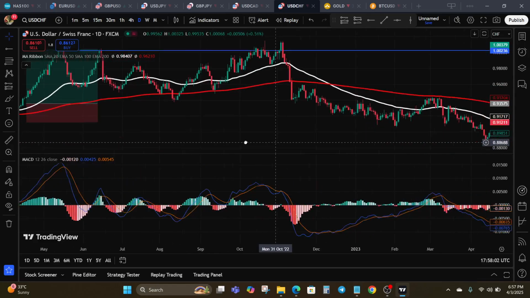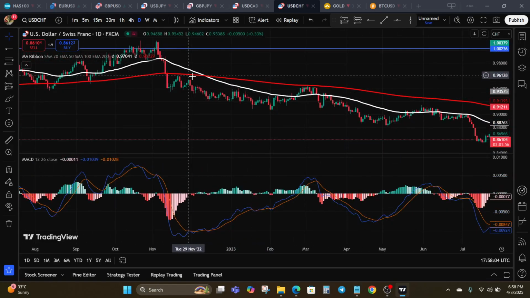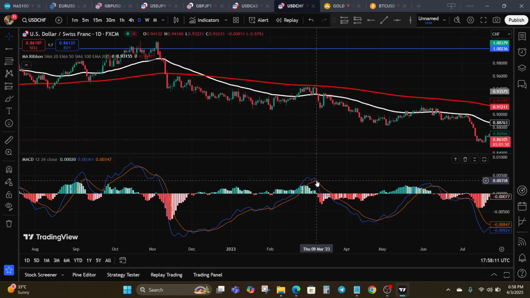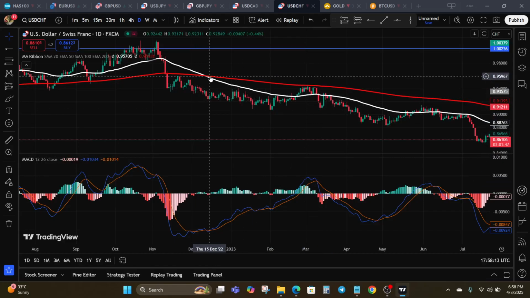Okay, let's just look at a sell example before we round up. In this case, we can see that the 50 EMA crossed below the 200 EMA, and then you can see that the MACD crossover happened around here. So do not just jump into the trade after the EMA crossover. Wait for the MACD crossover as well.